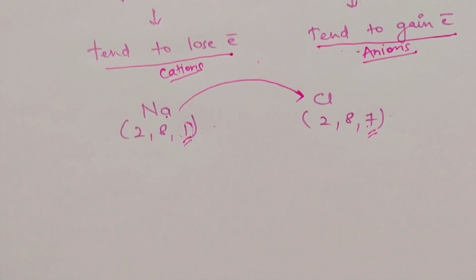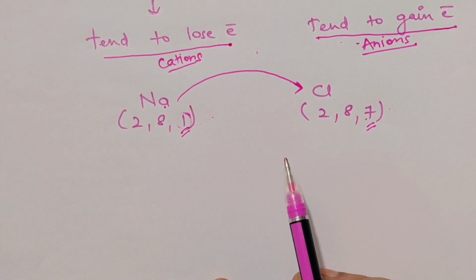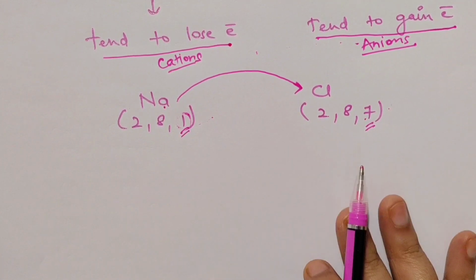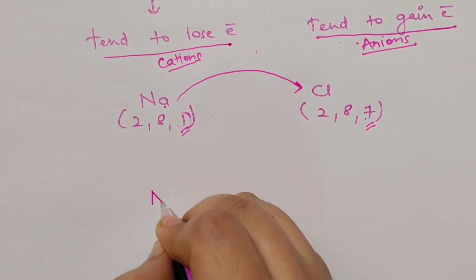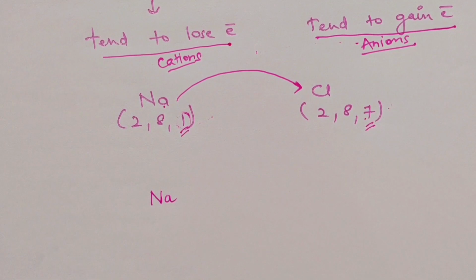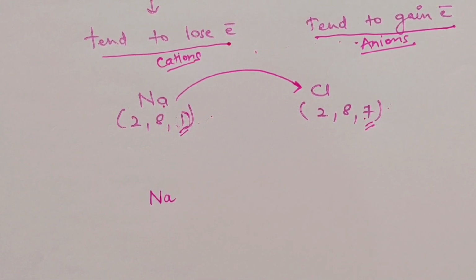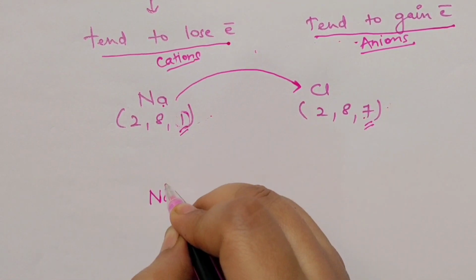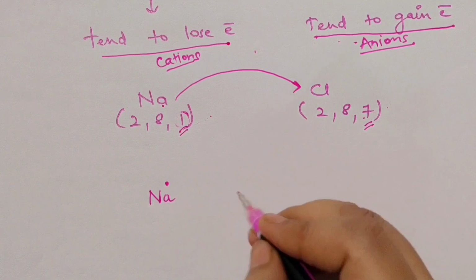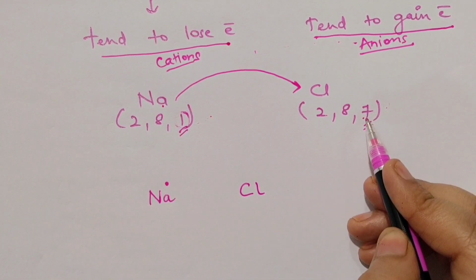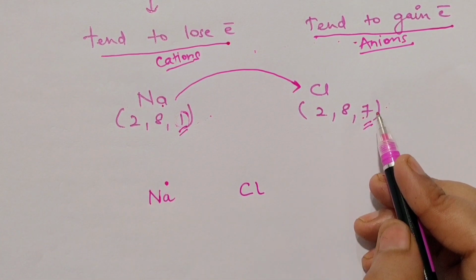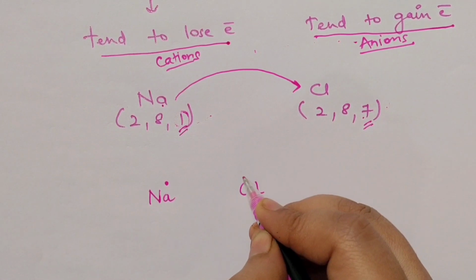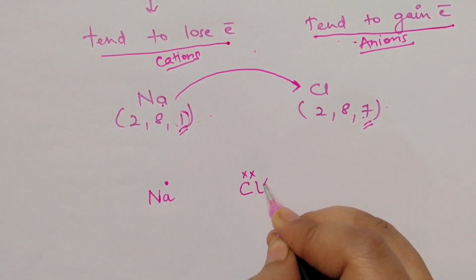Now let's see how to show the electron transfer in an electron dot structure. First of all, we would write the symbol of the element in the center. Then we will show just the valence electrons. Sodium has one valence electron, so we will show just one dot here. Chlorine has 7 valence electrons, so we will have to show 7 electrons. For that, we would use crosses.